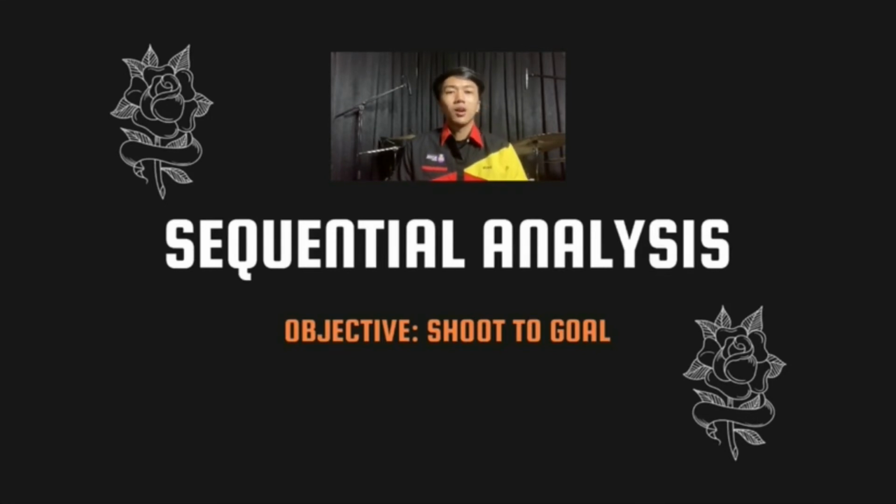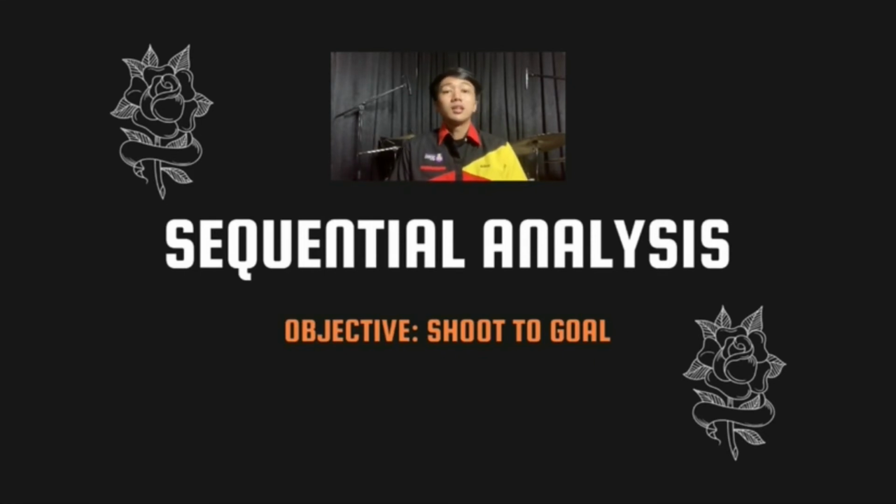I'm going to share with you the sequential analysis of the game, and the objective of the sequential analysis for both teams is shoot to goal. First things first, what is sequential analysis? Sequential analysis, for your information, is the flow of the formation or the movement in the match, such as how the midfielder connects to the striker, whether the pass or heading is successful or not, when they are shooting, which player does the shooting.